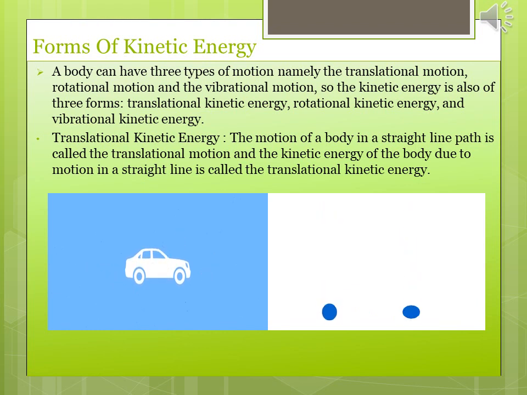The motion of a body in a straight line path is called the translational motion, and the kinetic energy of the body due to motion in a straight line is called the translational kinetic energy. For example, a car moving in a straight path, a freely falling body, a molecule of monoatomic gas, they all possess translational kinetic energy.